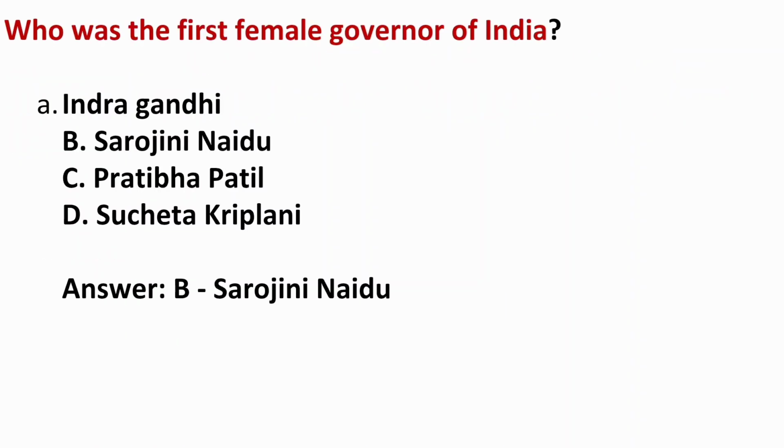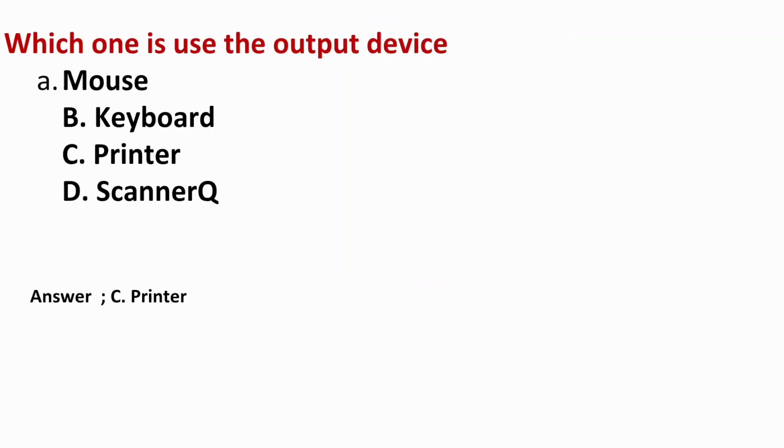Who was the first female governor of India? A. Indira Gandhi. B. Sarojini Naidu. C. Pratibha Patil. D. Sucheta Kriplani. Answer: B. Sarojini Naidu.